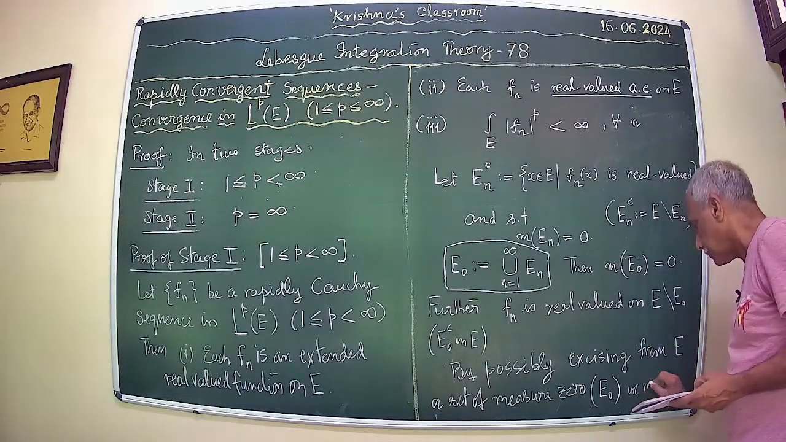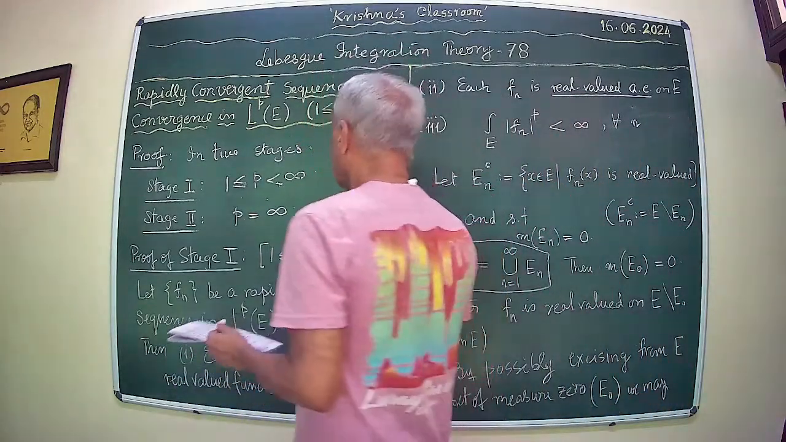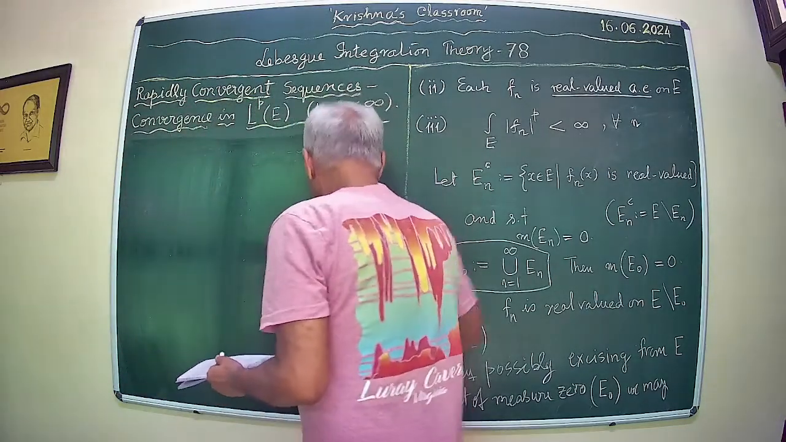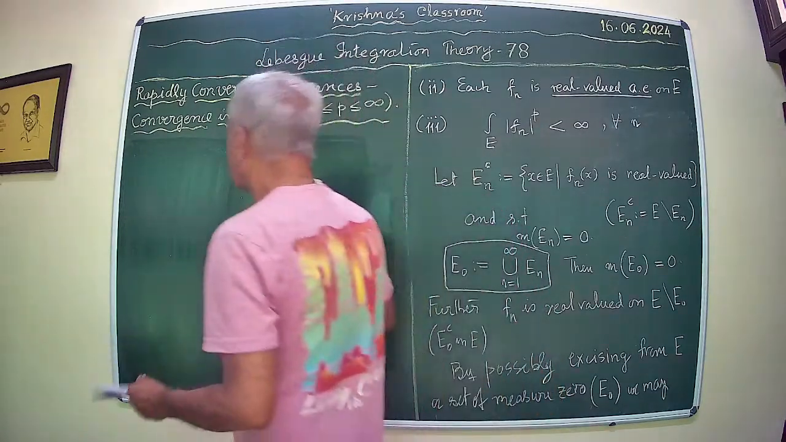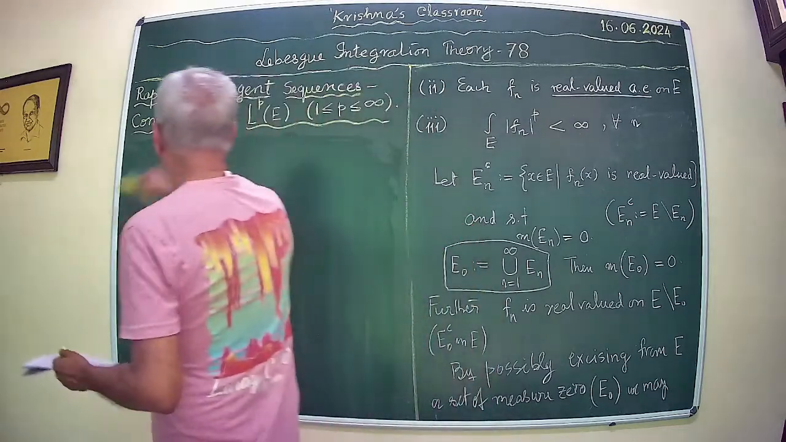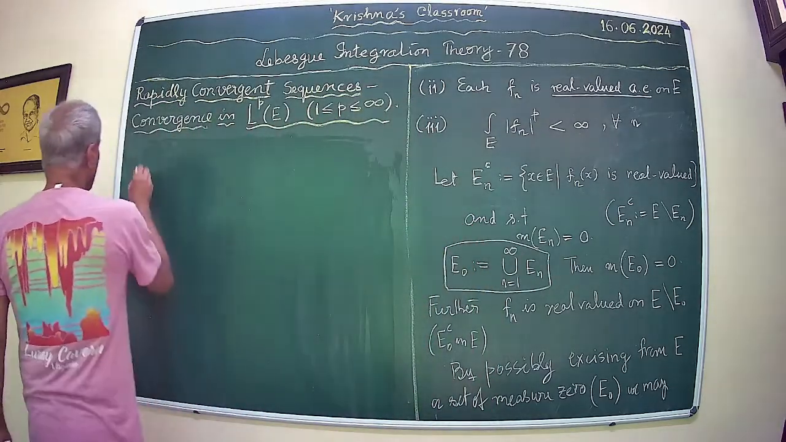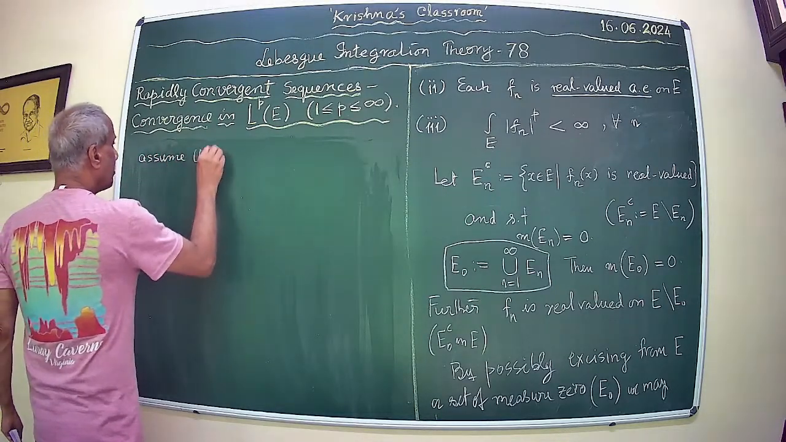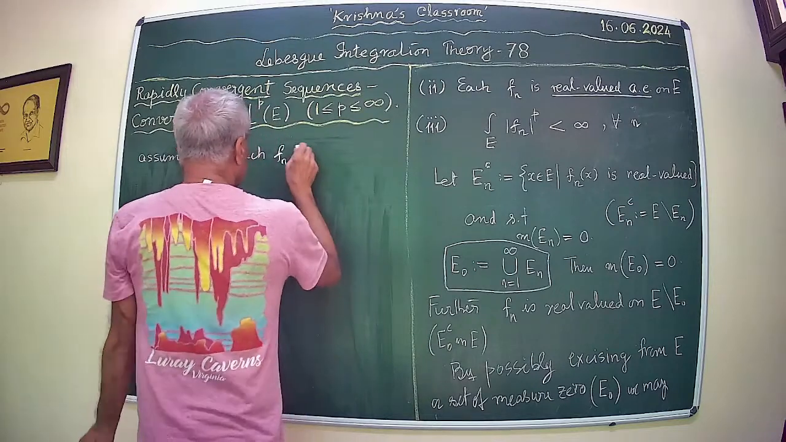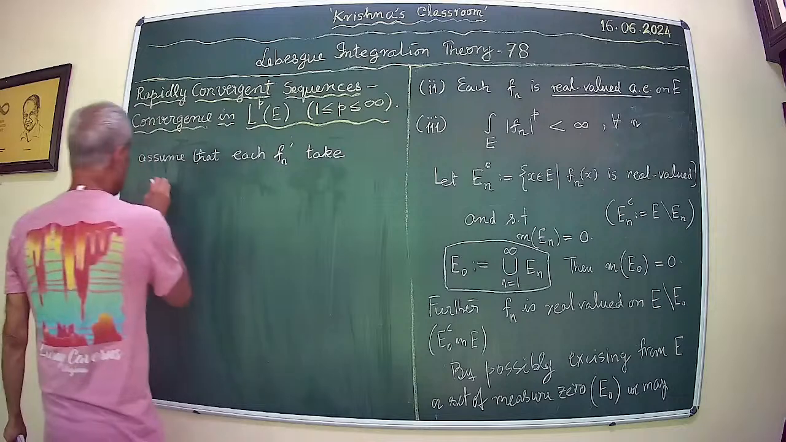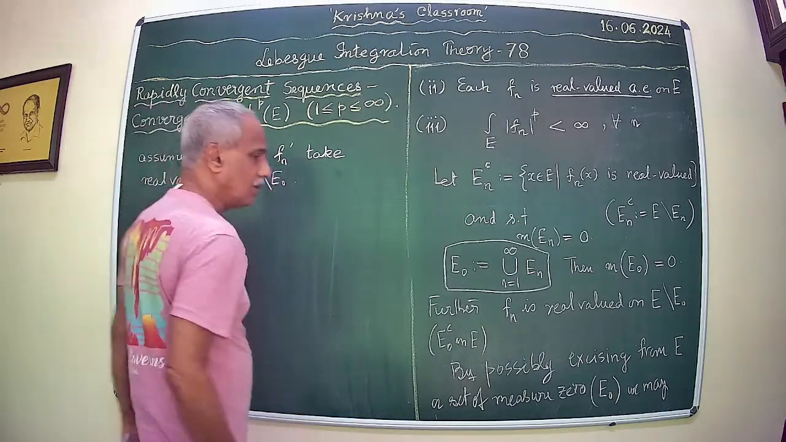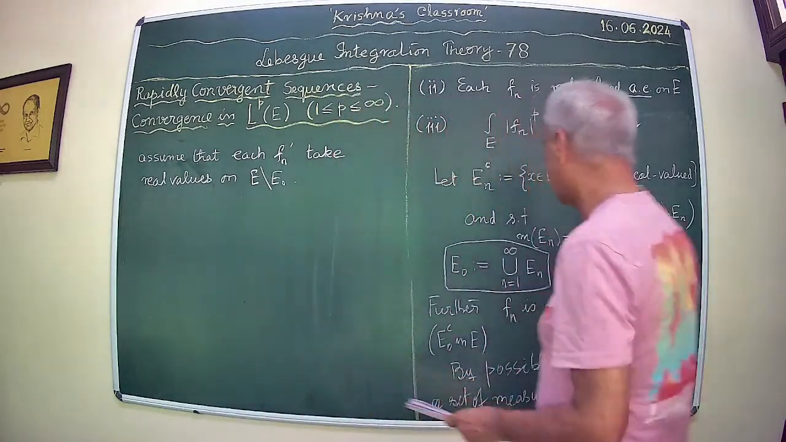We may assume that each Fn takes real values without loss of generality, because in integration it doesn't matter. This integration doesn't.